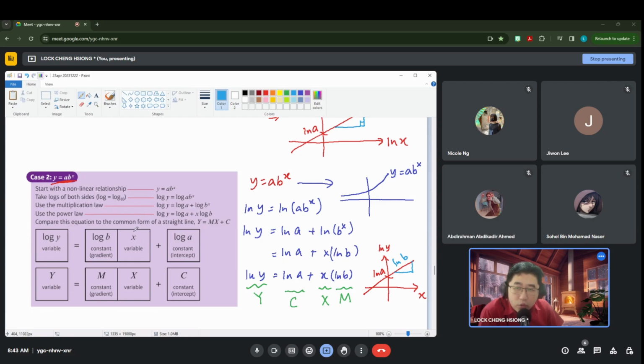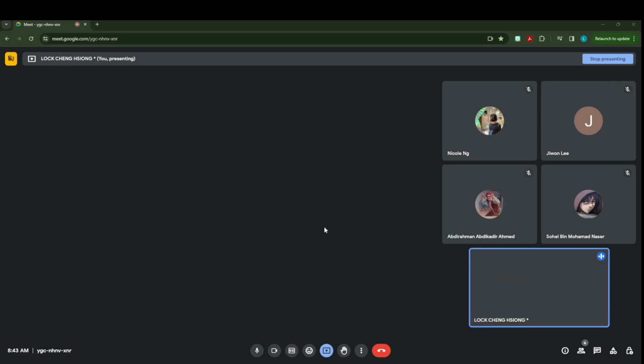Over here they write in the form of log, but for me I write in the form of ln because most of your exam questions will be asking in terms of ln. So that's what actually happened. Therefore over here, let's look at some examples.